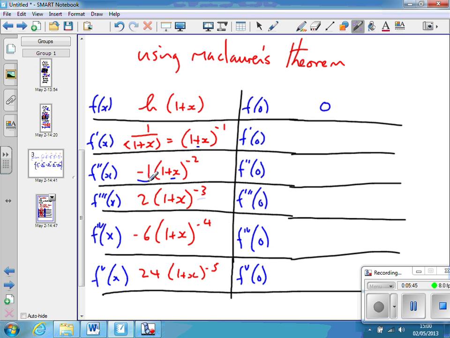Minus 1, 2, and minus 6. So in fact it turns out that the first differential when x is 0 is just going to be the number in front, which in the first case is just 1. And so we can see the coefficients are just 0, 1, minus 1, 2, minus 6, 24, and so on, for as many terms as we want.